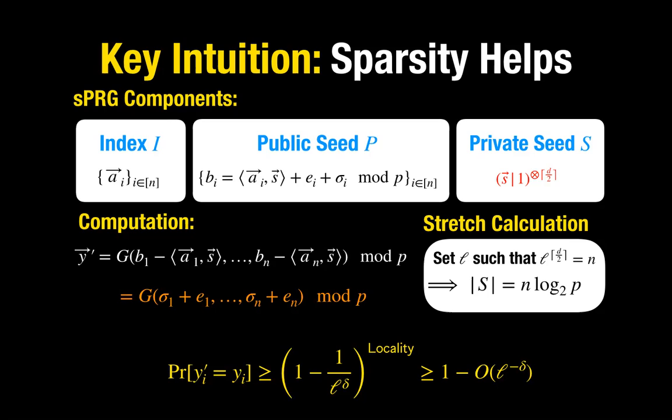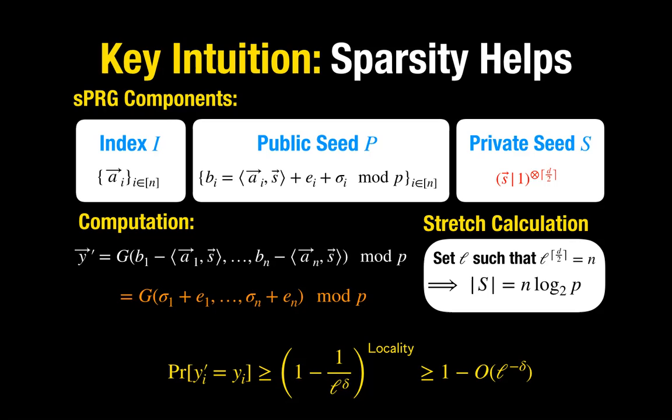Therefore, for every fixed coordinate y_i from 1 to m, the probability that the desired computation, which is g of sigma, is the same as the computed value g of sigma plus e, which is y prime, is at least 1 minus 1 by L to the delta to the power locality. That's the same as the probability that every coordinate that the output bit depends on uses zero error. So this is the probability, and by union bound, this is at least 1 minus order L to the minus delta. So what does it show?